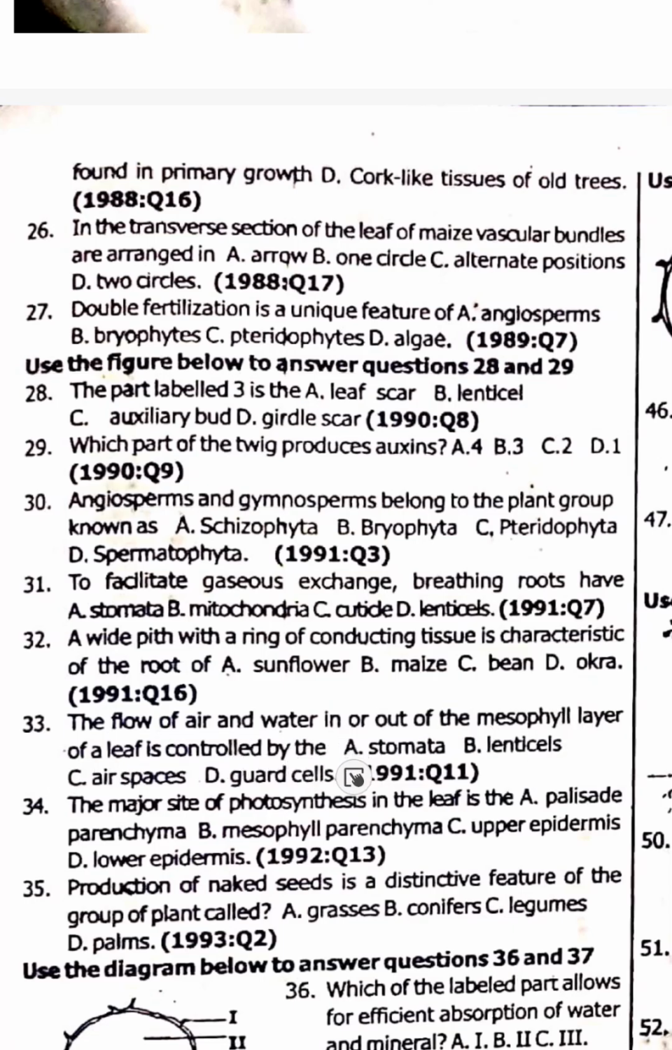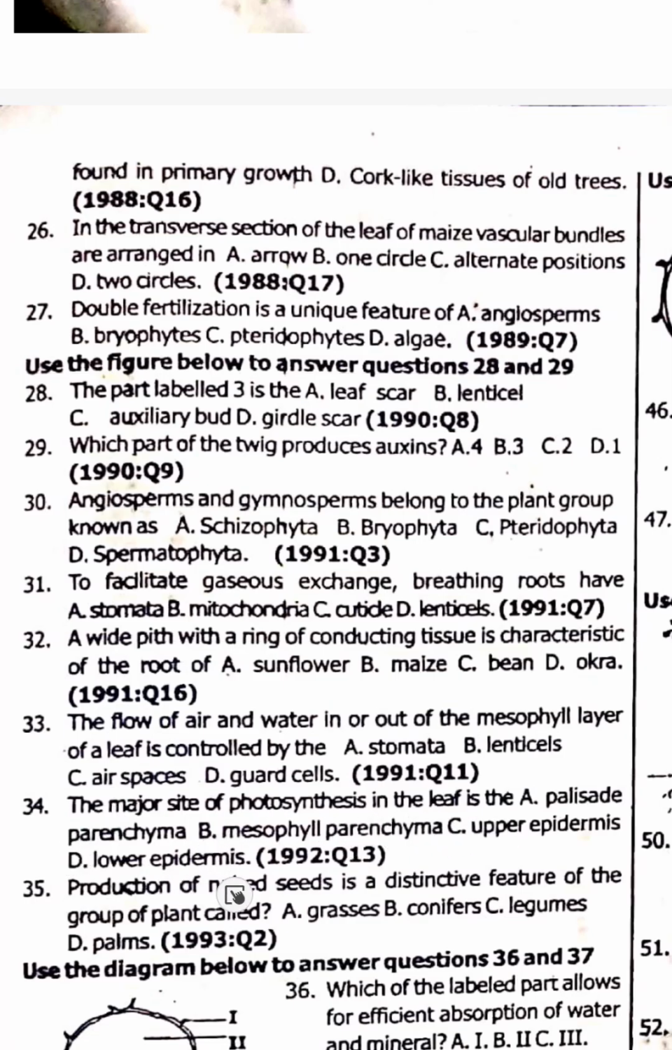controlled by the stomata. Guard cell. 33. Guard cells control this flow, by increasing and decreasing the size of the stomata. You don't understand? Go back and check that diagram where I talk about stomata or stoma. You will see there, I also talk about guard cell. That first diagram. 34. The major site of photosynthesis in the leaf.